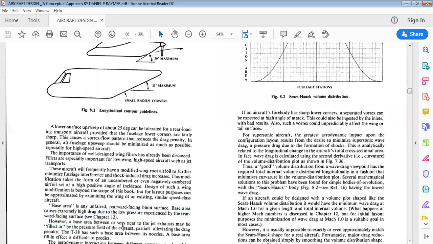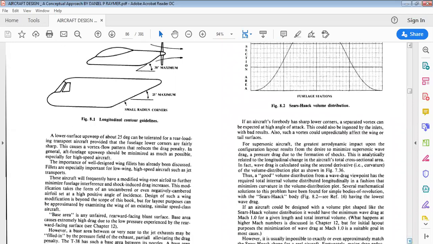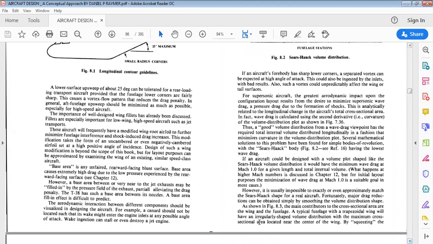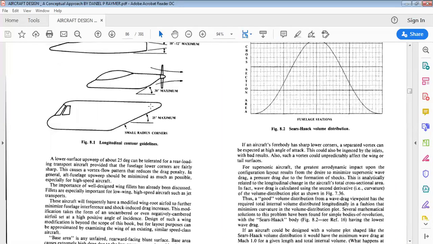Okay, so when we look at this section, in the base area very near the jet exhaust, it may be filled in by the pressure, filled with exhaust. That's called partial over-elevating, the drag penalty. You can see this is what we are speaking about, elevating. That is 30 degrees, and this is 10 to 12 degrees, 15 degrees. They're called small radius corners.